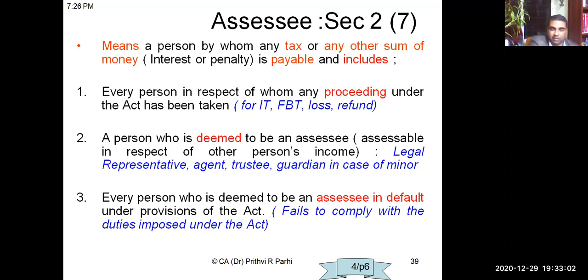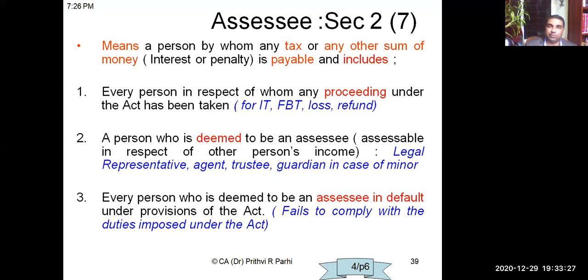Third point is that the person who is an assessee in default. That means he has defaulted the provisions of the act. Okay, he might have paid the tax, but he has not complied with some of the provisions of tax law.